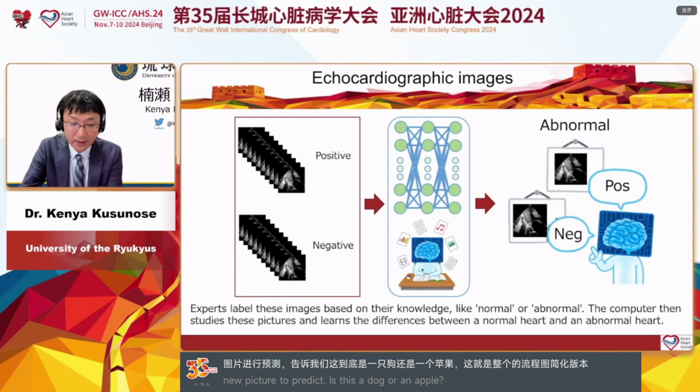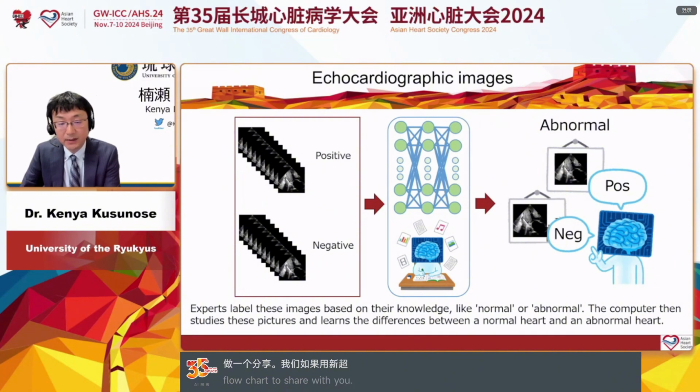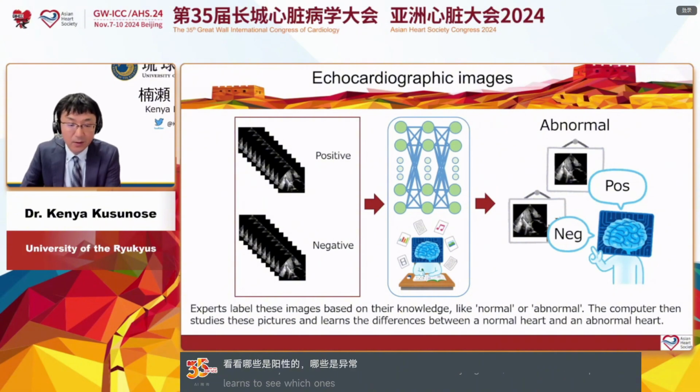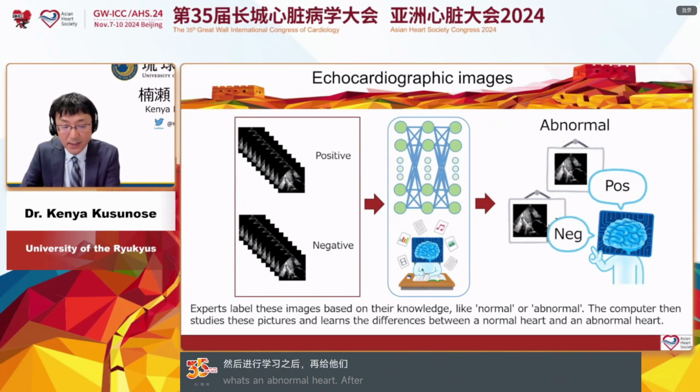How about we think about the idea with echo images? First, we gathered many echo images. Experts label these images based on their knowledge, like normal or abnormal. The computer then studies these images and learns the differences between a normal heart and an abnormal heart. When we present a new unlabeled echo image to the trained machine, it examines the image and predicts the presence of cardiac disease.